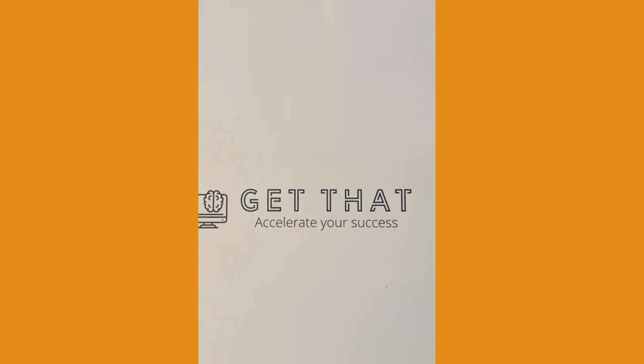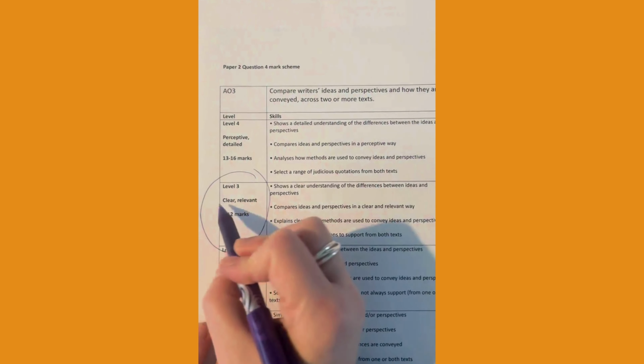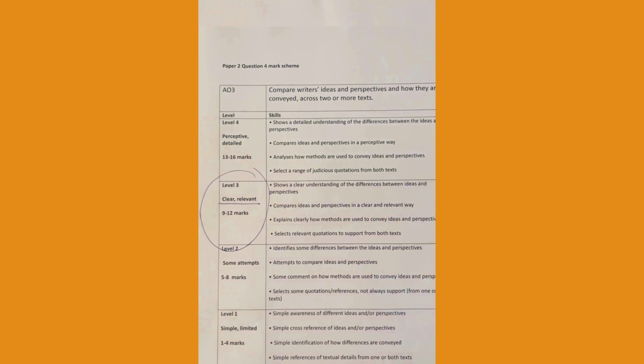Before we do that though, I think it's important that we have a look at the mark scheme. As you know, we're aiming for level 3 and it's the same consistent wording. So we want that clear, relevant response to the question so that we can get that secure response we're looking for. We need to show a clear understanding of the differences in the ideas and perspectives, that we compare the ideas and perspectives in a clear, relevant way, that we explain clearly how the methods are used, and we select relevant quotations. So we need to make sure in our response we're doing all of these things, and then we'll write a response and come back to this and see how we got on.